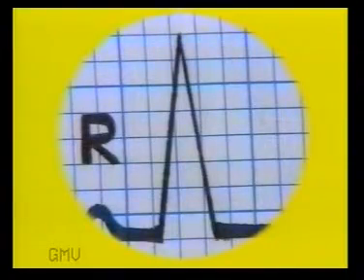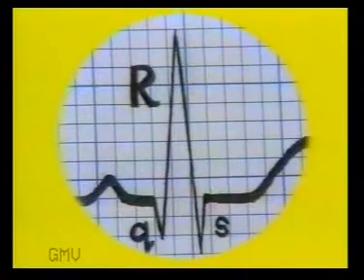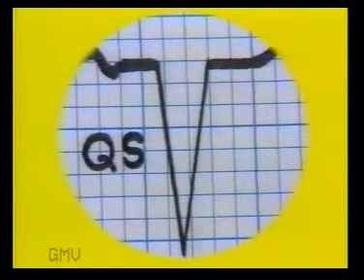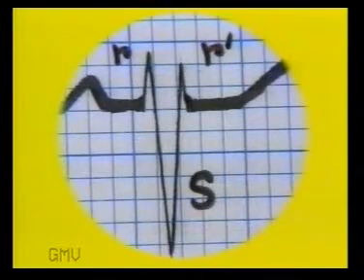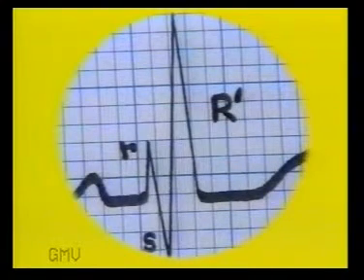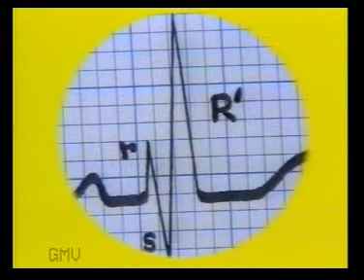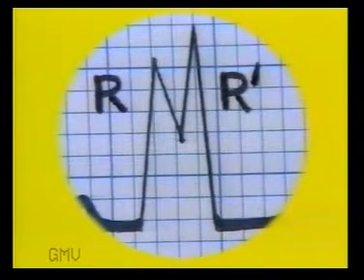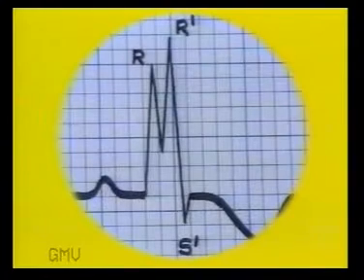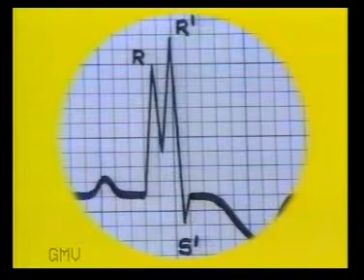This is an R pattern with no Q wave, no S wave. In this complex we see a small Q wave, a tall R wave and a small S wave, a QRS complex. And in this complex there is only a downward deflection, no R wave. We do not know whether it is a Q wave or an S wave, so it is termed as QS complex. This is an RSR dash with a deep S wave. This is an RSR dash with a tall R dash wave. This is an RR dash pattern, and this is an RR dash S dash pattern.